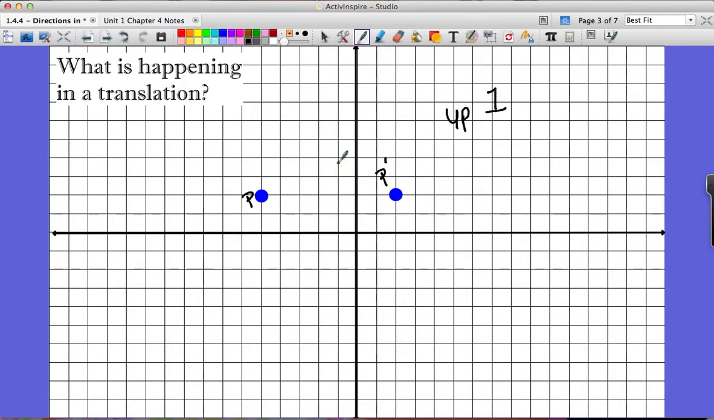And then I had to move it to the right, and I can move it and count 1, 2, 3, 4, 5, 6, 7 times to get where it was. So up 1, right 7. Now we can also talk about this in terms of the cardinal directions, so north and south for up and down, and then east and west for left and right. So in that case, if we were talking about that, it would be north 1, east 7.